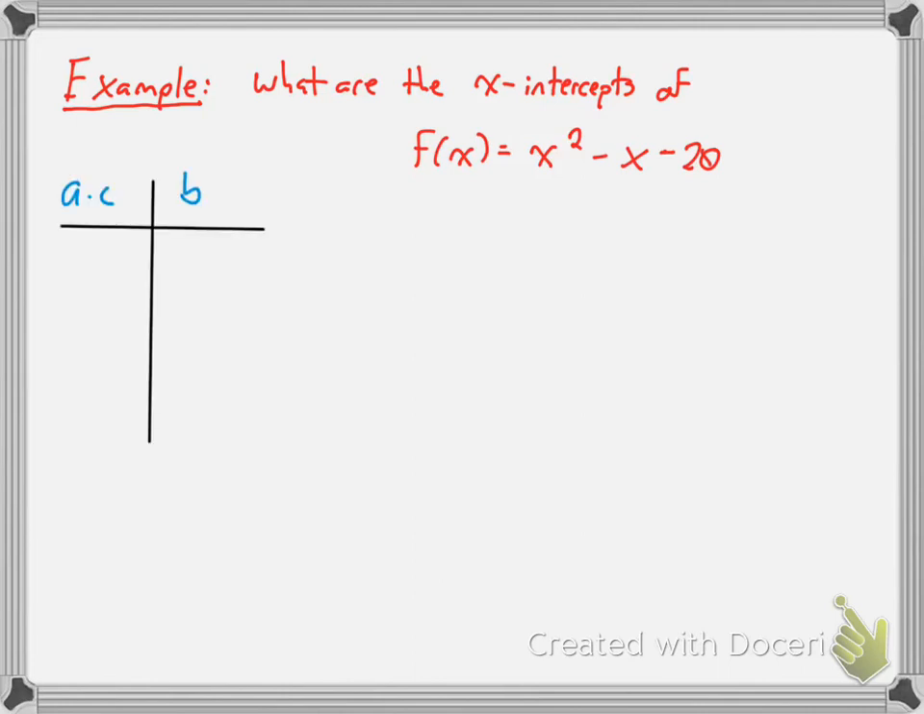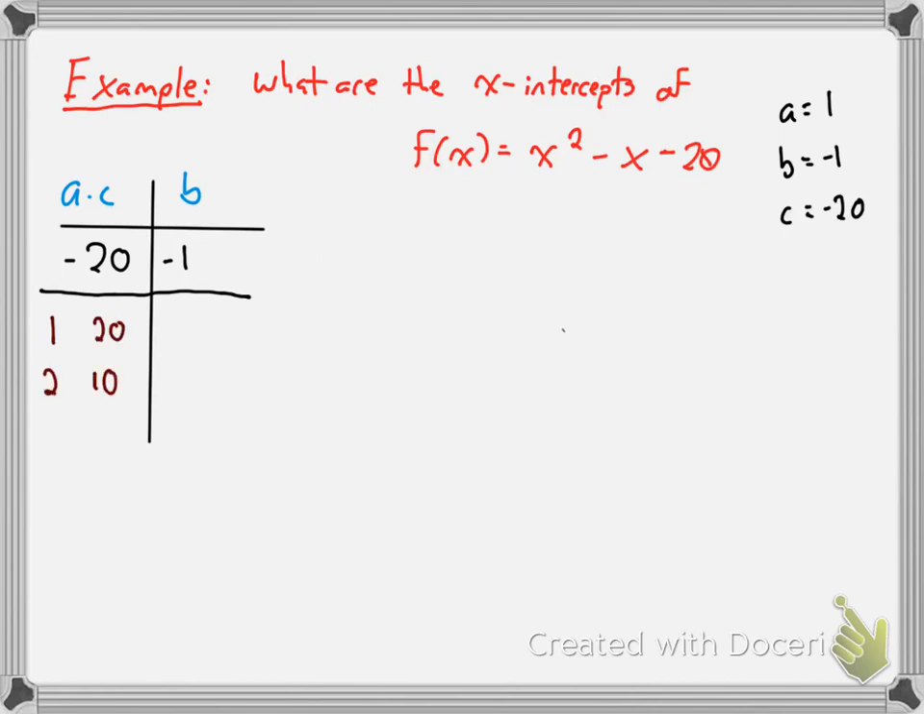So what I'm going to do is get two numbers that multiply to give me my a and c value. A equals 1, b equals negative 1, c equals negative 20. I want two numbers that multiply to give me negative 20 and add to give me negative 1. So now I want to think, what are factors of negative 20? I could have 1 and 20, 2 and 10, and 4 and 5.